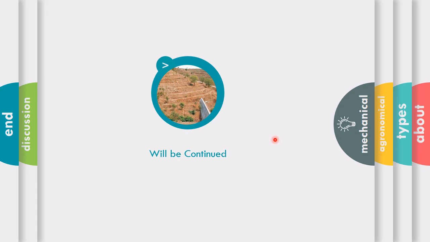Then in further classes we will be dealing with mechanical measures. As we saw in the first slide on the types of soil erosion, we will be dealing with mechanical measures for soil erosion control in the next class.